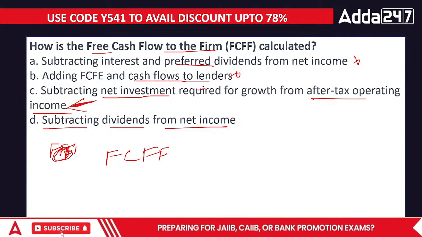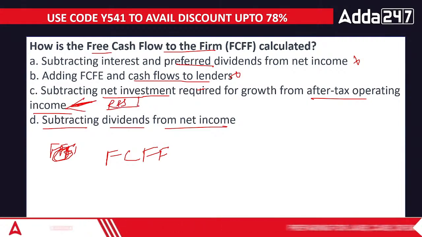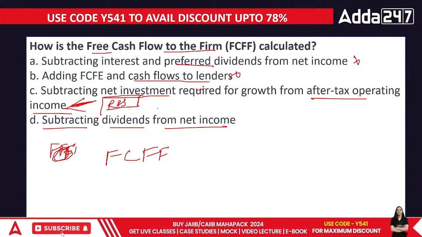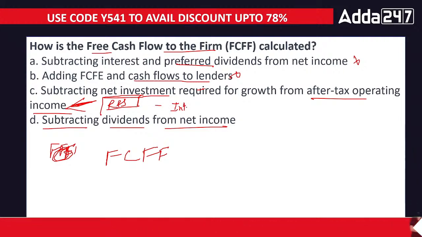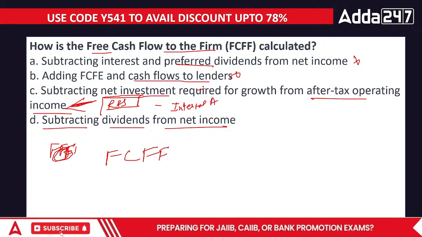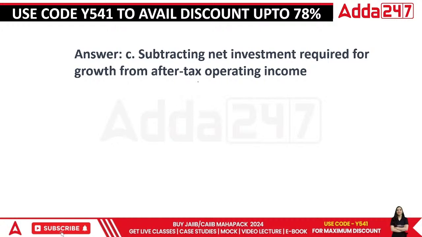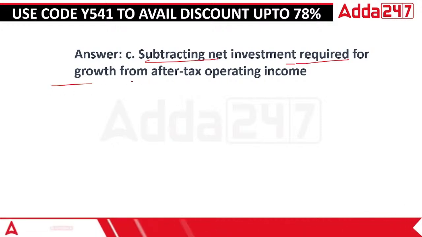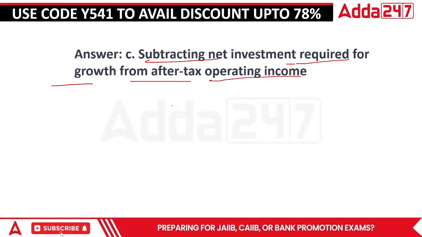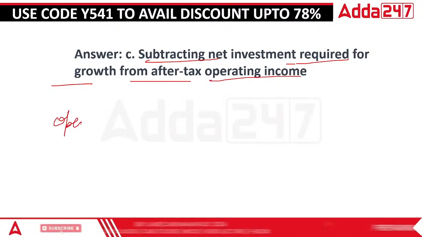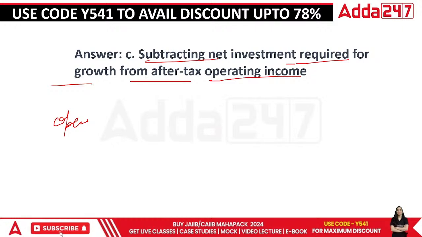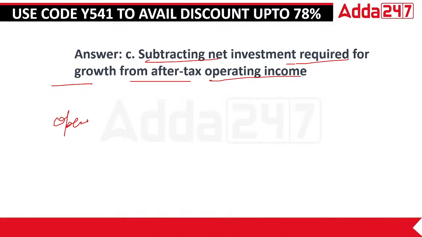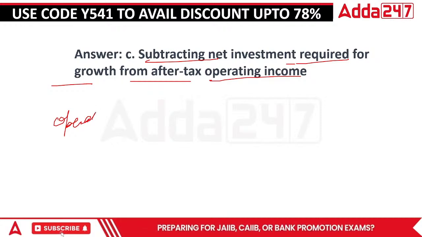You will keep a part of it for reserves and surplus, whatever you want to keep. In our book it is written as internal accrual. The answer is subtracting the net investments required for the growth from the after tax operating income. Operating income is the income that the business is making. So this is operating income.